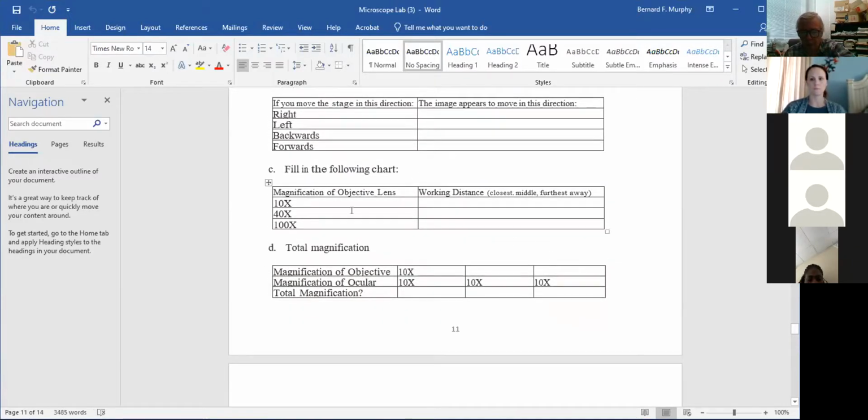And we've already done this chart here. This is like really kindergarten, working distance. Under 10x, it's furthest away. Under 40x, it's middle. Under 100x, it's closest. And total magnification, we already filled this out. It's multiply the power of the objective times 10. All right.